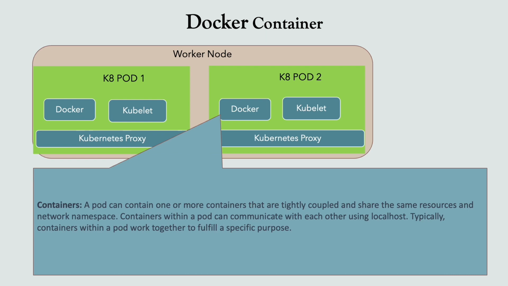Let's look at the container element of the pod. A pod can have one or more containers. They work together to serve a common purpose. The resources are shared between the containers in a pod, and they are tightly coupled in terms of communication. They can use localhost, and they work together to serve a common purpose.